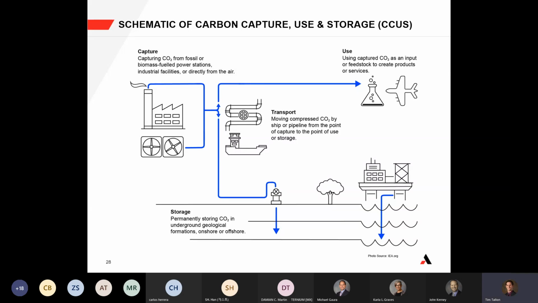But that's just to give you a better idea of how carbon capture actually works in the big picture view: the capture, the capture point, the transport point, the source, the storage, and the use.